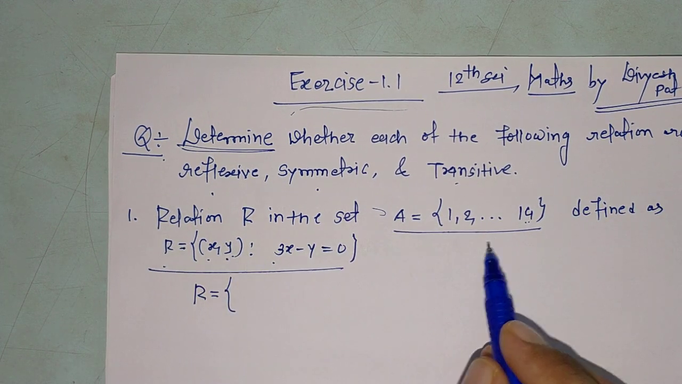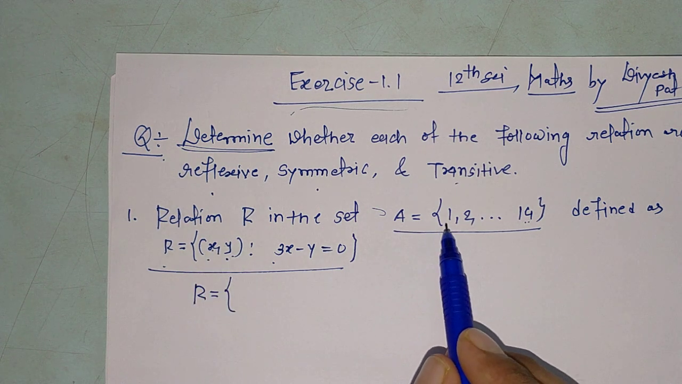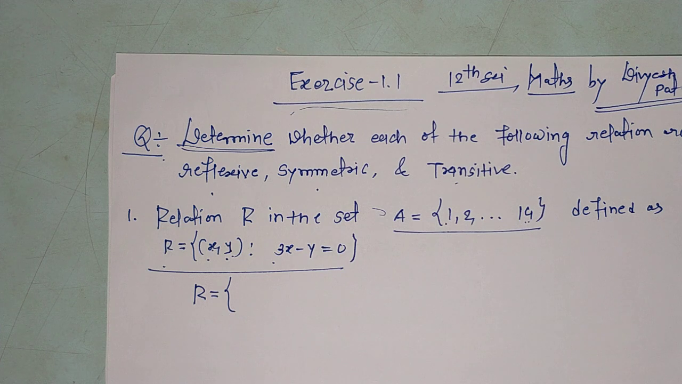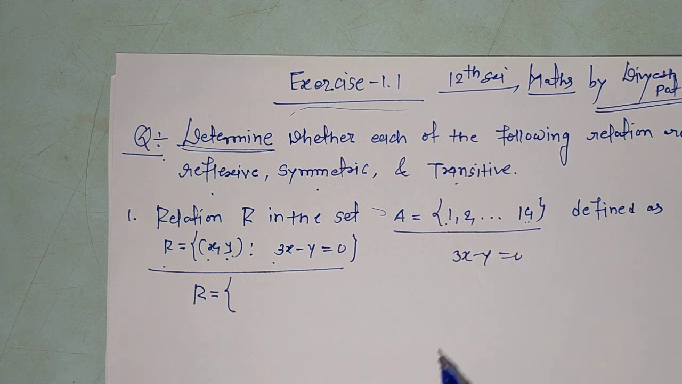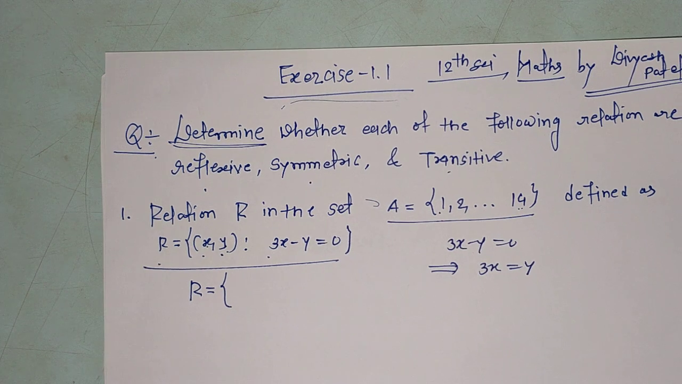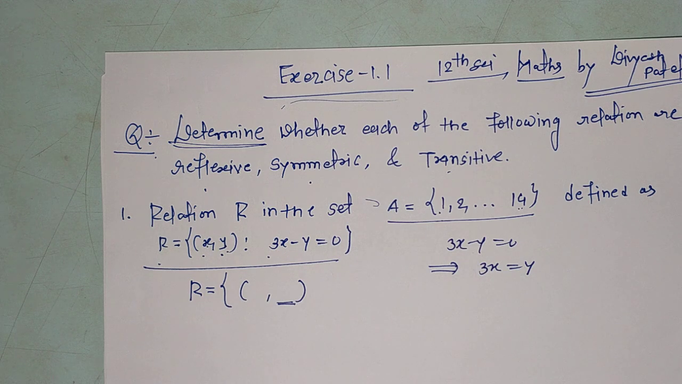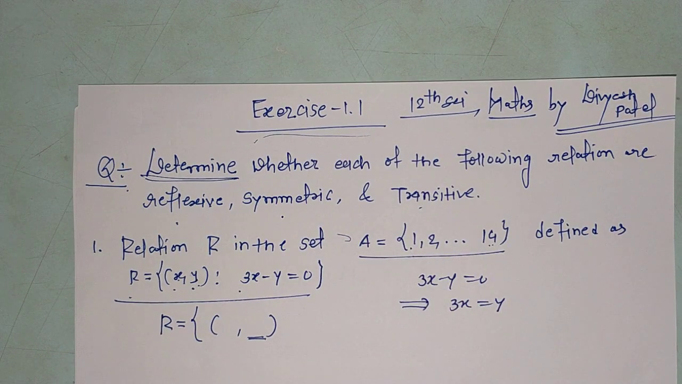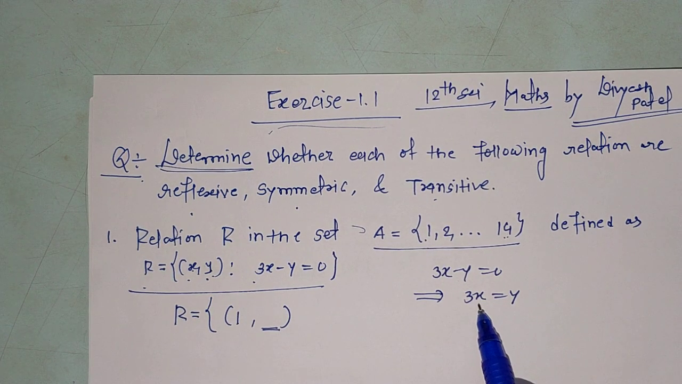See, x comma y are in A. So I have to take x from A, and y from A also. The relation given is 3x minus y equals 0. What it means is that 3x equals y. So if I want to write an ordered pair, my y coordinate is 3 times the x coordinate. Now the set A is 1 to 14. So if I put x equals 1, I'll get y equals 3. Is it clear to you?